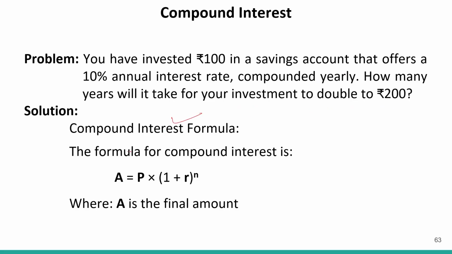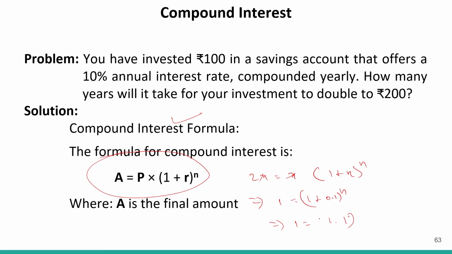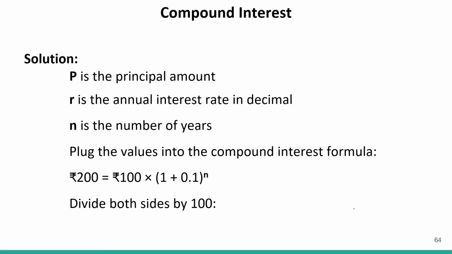So the compound interest formula is this. Okay, given that A is equal to 2x and P is equal to x. So this is equal to 1 plus R, which is known here, and N is unknown here. So this implies that x is cancelled out. So 2 is equal to 1 plus 0.1 whole power N. So that is 1.1 power N. Okay.